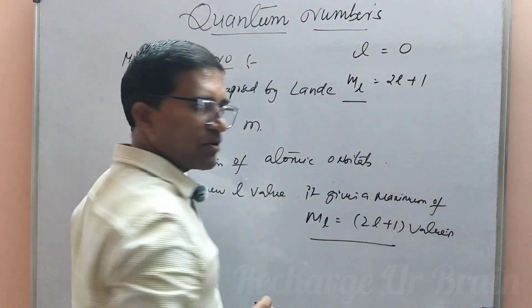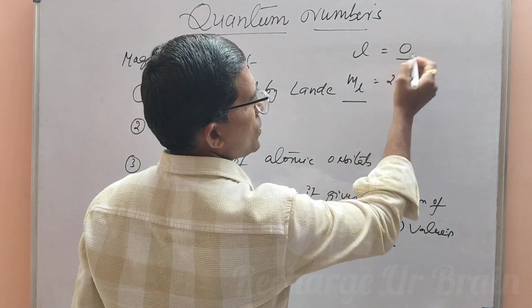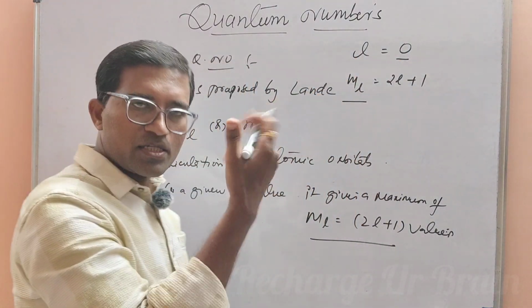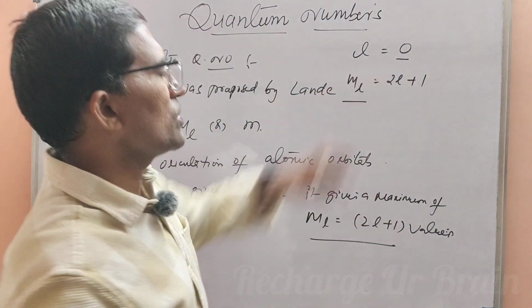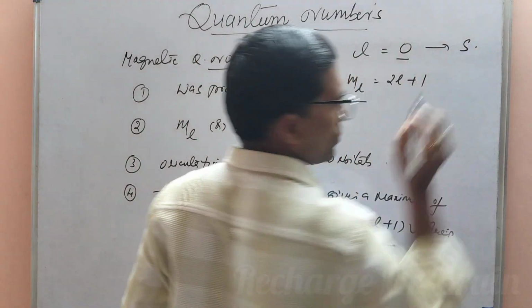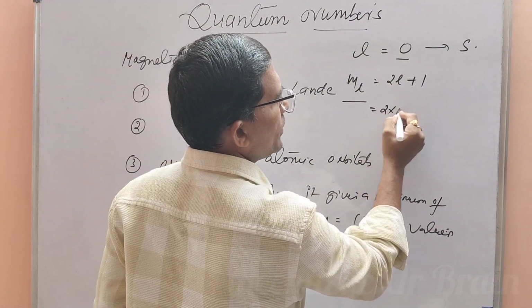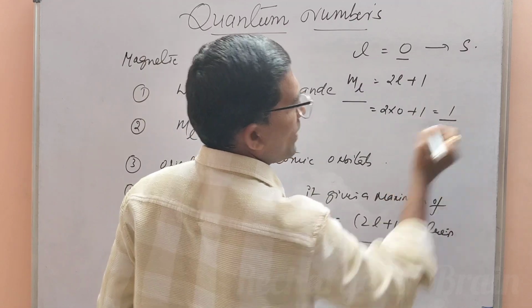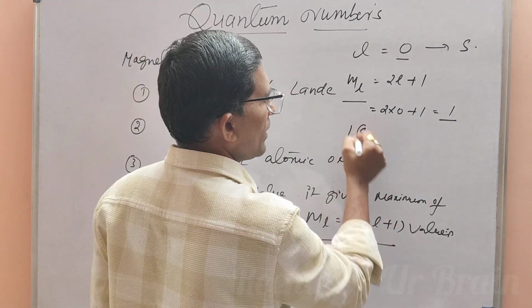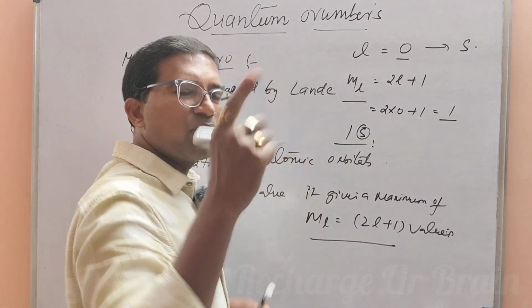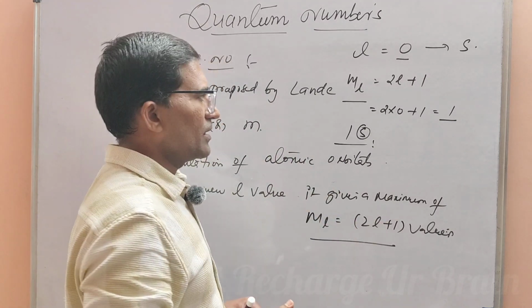How many magnetic quantum number values are possible? For l = 0, according to the azimuthal quantum number, l = 0 means the type of subshell is s, you know that. If I take l = 0 in this formula, it becomes 2 into 0 plus 1, how much? That is 1. There is only one s orbital, only one orientation here.